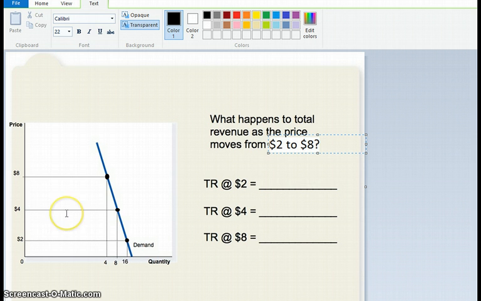Alright, so this is the next problem on your slideshow packet here. And I want you to figure out what happens to the total revenue as the price moves from $2 to $8. And I want you to decide if this is elastic or inelastic. So go do that right now. I'm waiting.